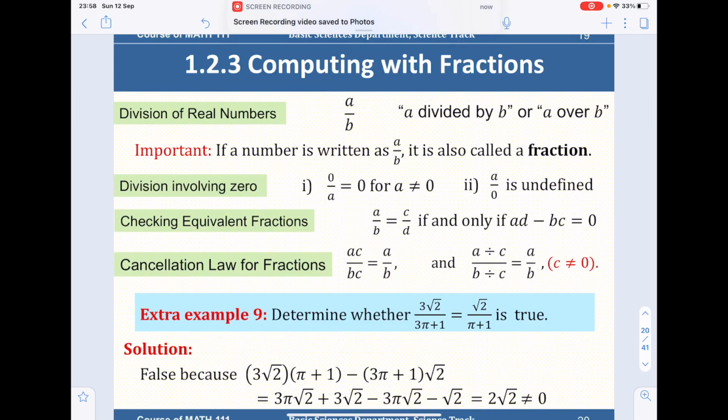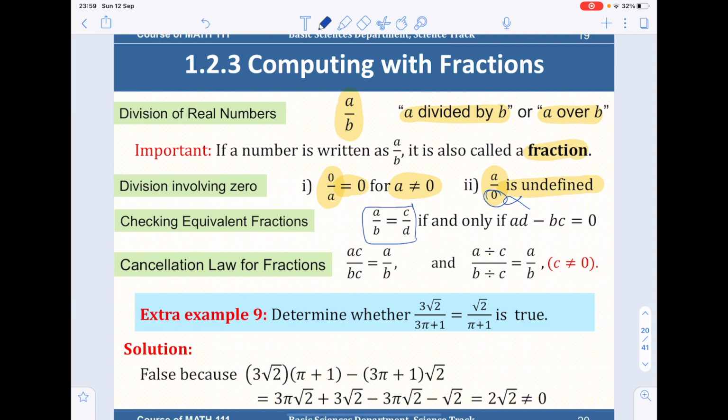Computing with a fraction, division of real numbers, we have a over b, and we can read that as a divided by b or a over b. Okay, this form of numbers is also called a fraction. If I have 0 over a, it equals 0, as long as a does not equal 0. And a over 0 is undefined. We can't have 0 in the denominator. This is undefined.